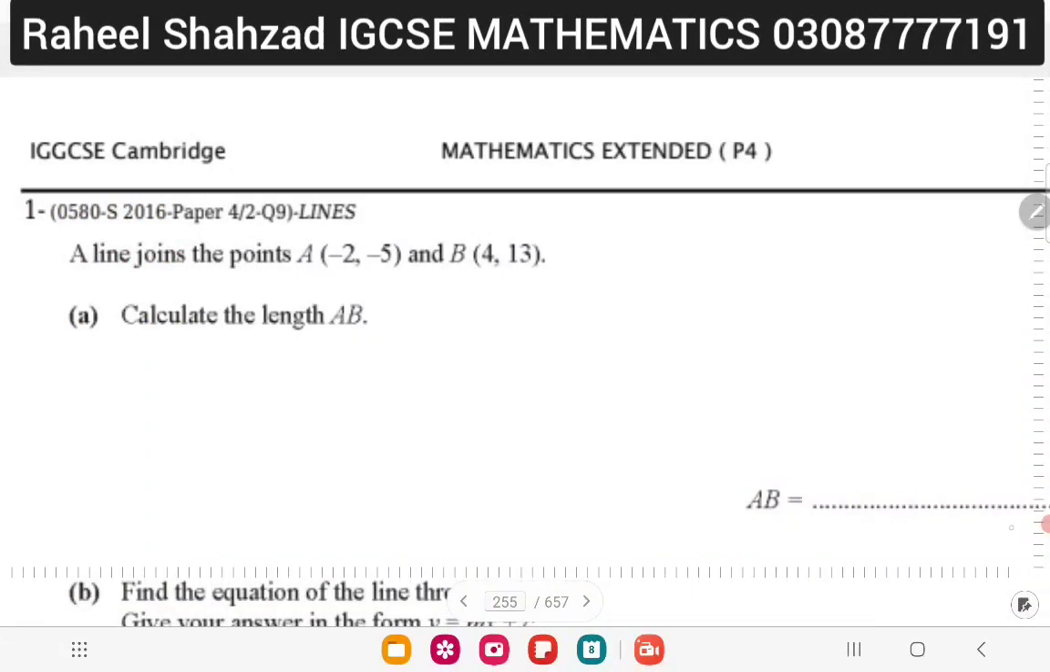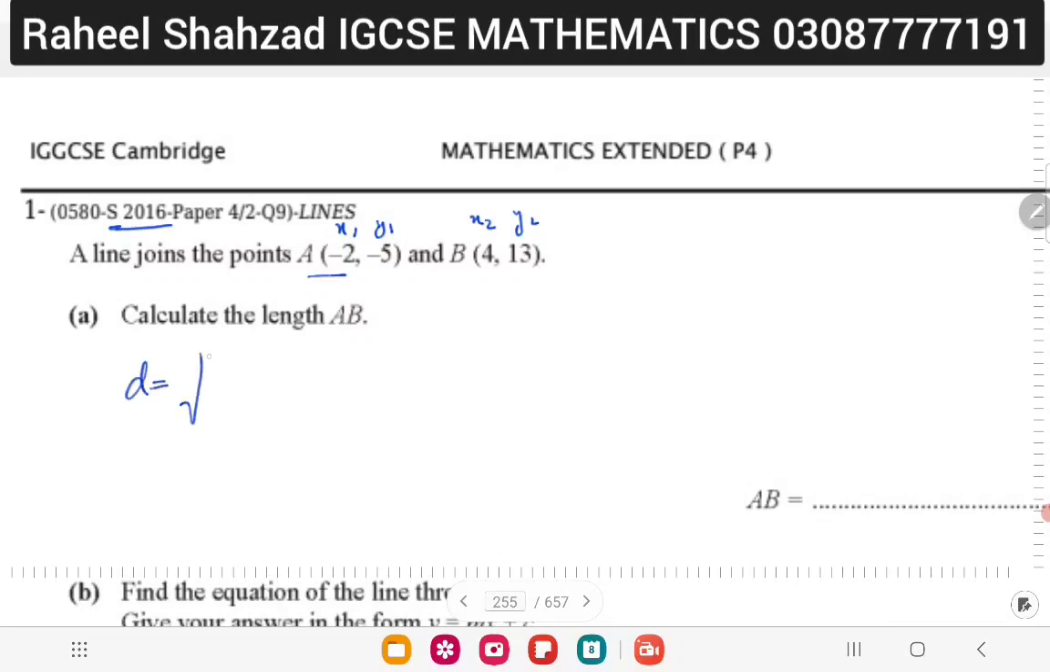So here is an example of distance. This is a question from the 2016 paper 4. A line joins the point this and this. Calculate the length of this line. So this is your x1 and y1. This is your x2 and y2.